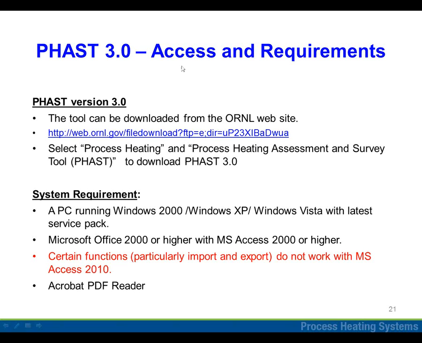And now access and requirements. So the FAST 3.0 tool is actually no longer available on the DOE website because we are trying to replace it. We are basically replacing it with the process heating modular tool. The process heating modular tool is available on the DOE website, but it's going through basically alpha and beta testing. There are a couple of issues with that tool, and we are going to fix those in the next couple of months, maybe 2-3 months.